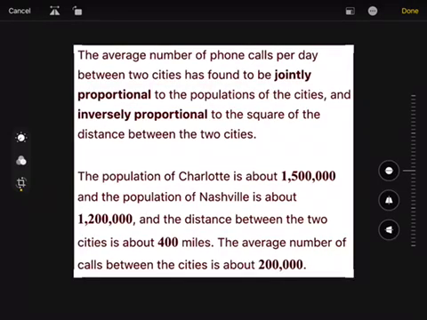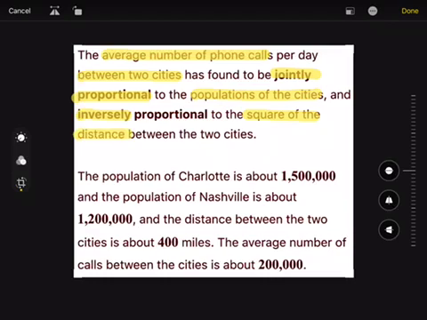All right, so I want to do one more short example on variation that has a combination of the two of them. So we're just going to use this page to read it and then do the work on the next page. This problem says that the average number of phone calls per day between two cities is found to be jointly proportional to the populations of the cities, and then inversely proportional to the square of the distance between the two cities.